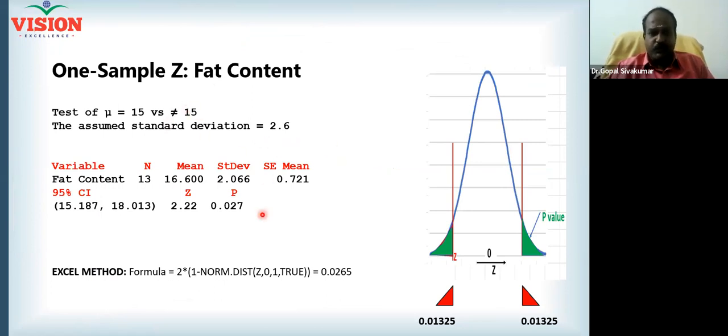Now I am showing you the Minitab report. Look at the Minitab report. Minitab has generated a p-value of 0.027. All of you please understand. The p-value you are seeing in my graph. Are you able to see the p-value in the graph? The green color area. Yes, sir.